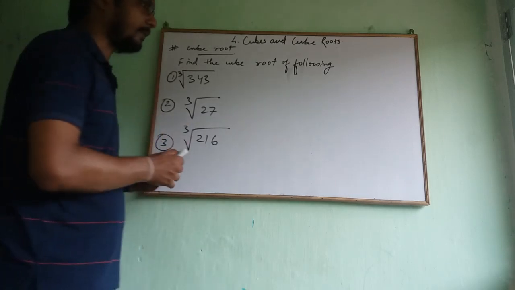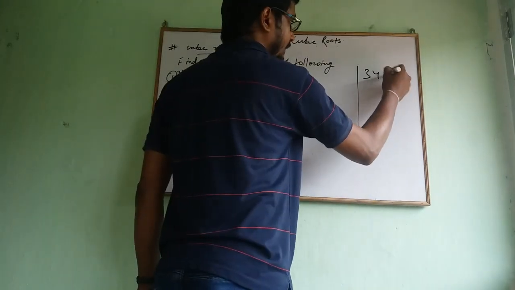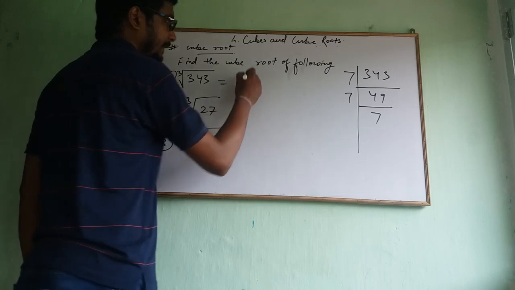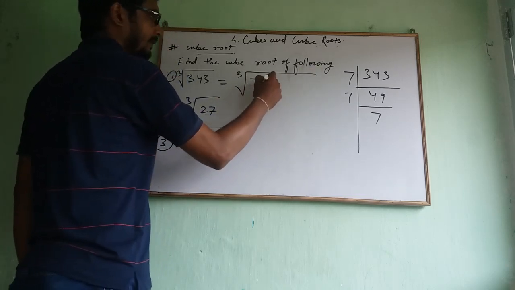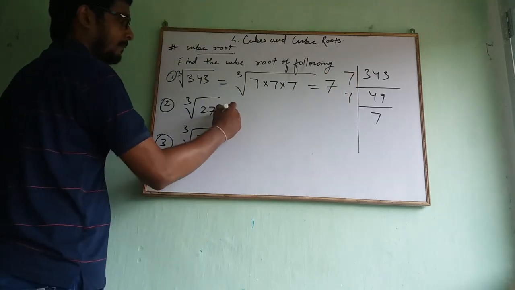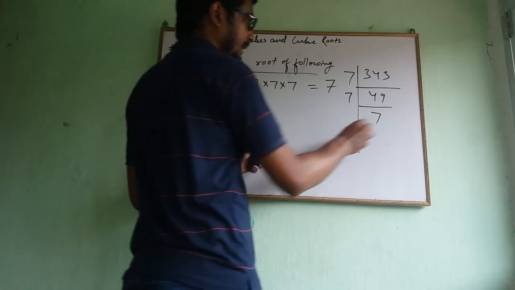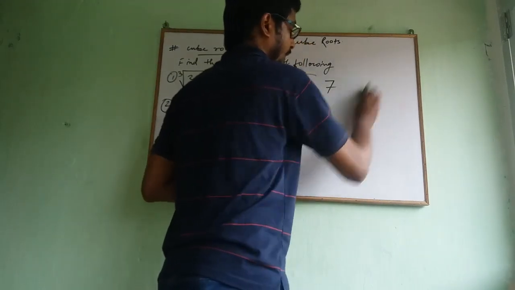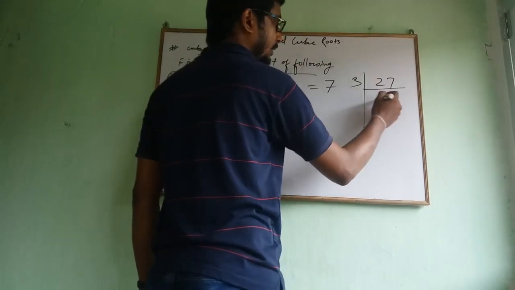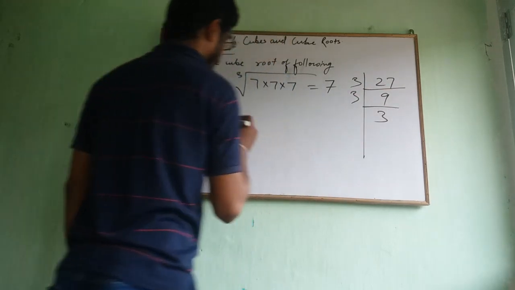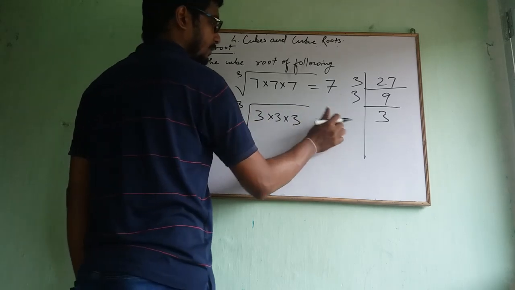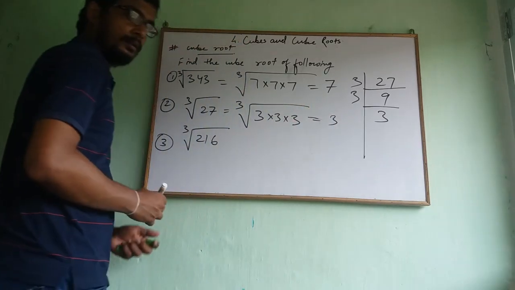So let's take the first example, that is 343. So it will be a cube of 7. So I will write it this way. The cube root of 343 is 7 into 7 into 7. So its cube root will be 7, and that will be my answer. Now in order to find the cube root of 27, we will take once again the same method, that is the prime factorization method. So 3 nines are 27, 3 threes are 9. So I will write it this way: 3 into 3 into 3. So this will be equal to 3. The answer will be 3.